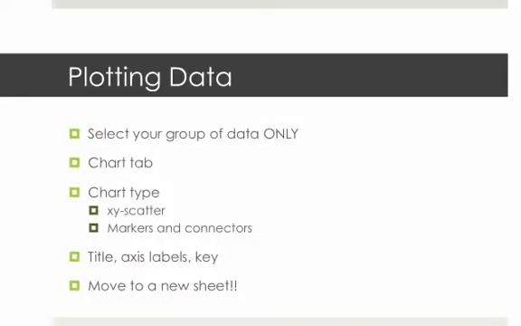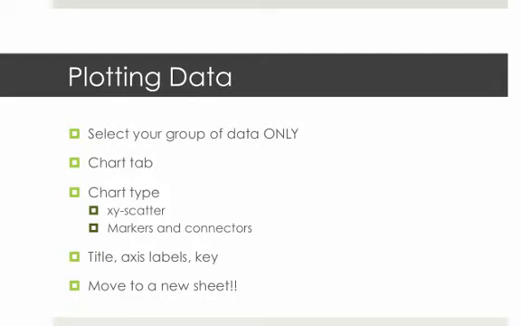Let's go over some of the main ideas. First of all, when you want to make that plot, you should select your group of data only. Use click and drag over your data, and select that. Don't let other data fall into your selection, or else you're going to end up having graphs that don't make sense. When you want to actually make the graph itself, there's a chart tab on top of the page, and you'll be asked to choose a chart type.